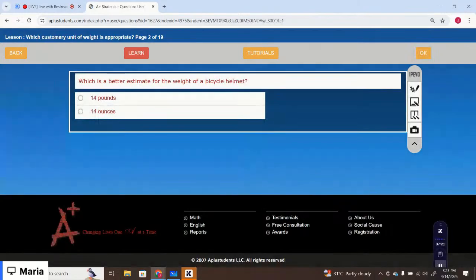Which is a better estimate for the weight of a bicycle helmet? 14 pounds or 14 ounces? That is 14 ounces because 14 pounds is too much for the helmet.